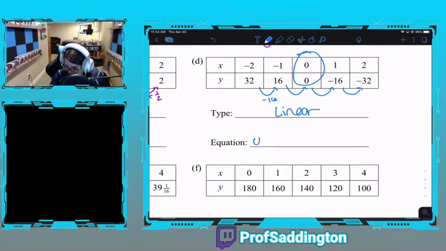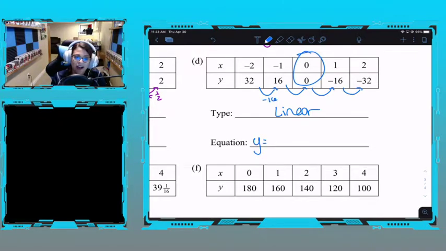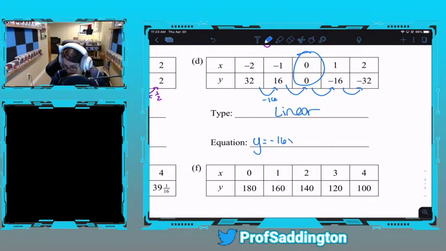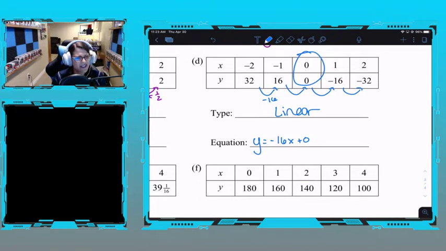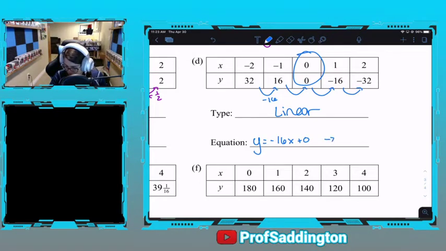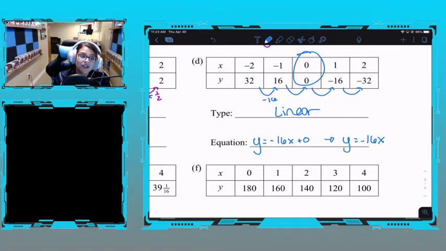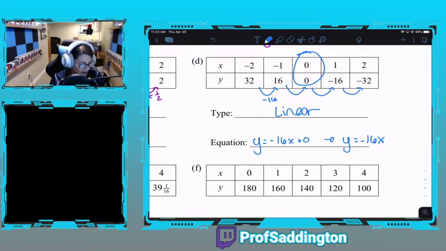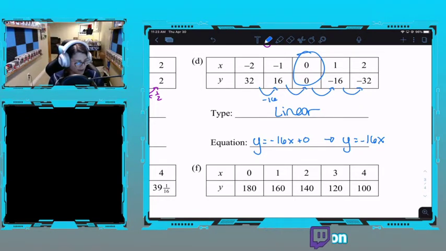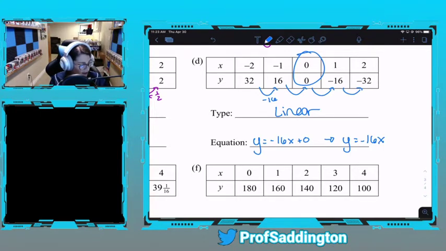So there's a couple ways I could write this equation. I could say y equals negative 16x plus 0, but saying plus 0 is kind of weird. So you really could just write it as y equals negative 16x. Either is valid. If you want to write plus 0 because it makes your heart happy, go for it. You know, nothing wrong with it. Nothing wrong there. All right, so hopefully some of those examples help make what I was stating earlier a little bit clearer.